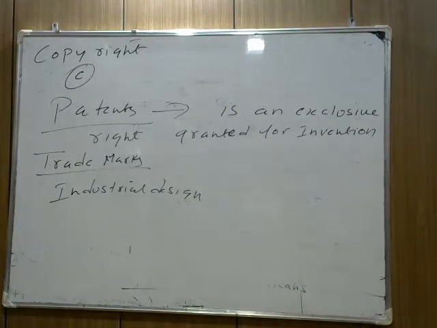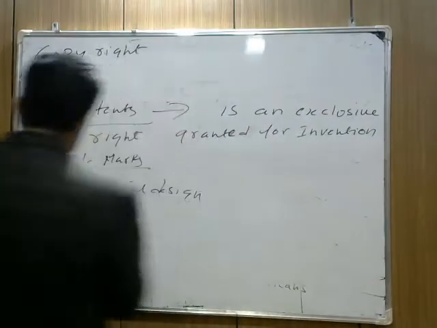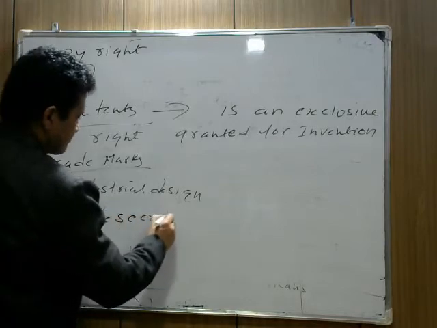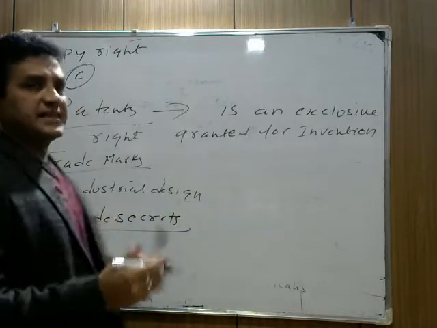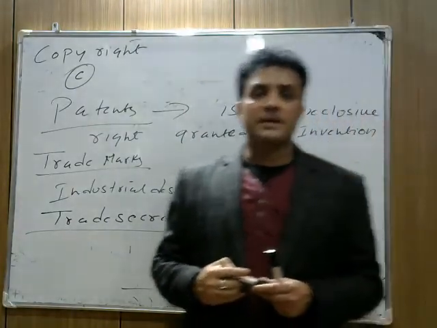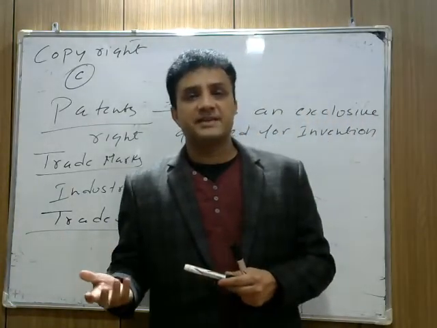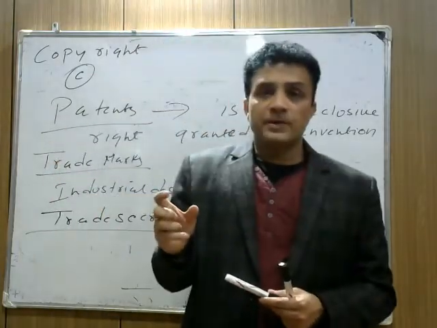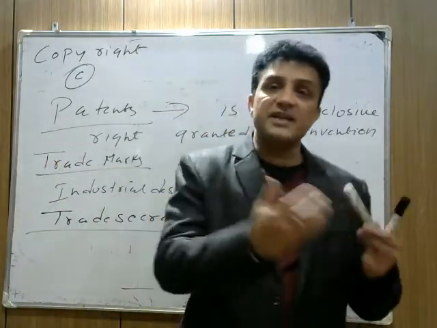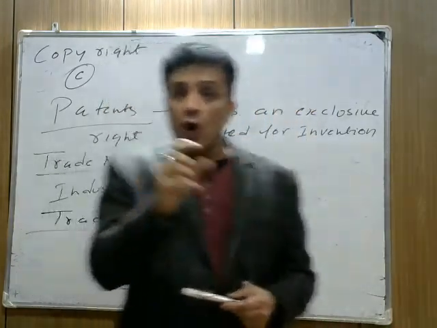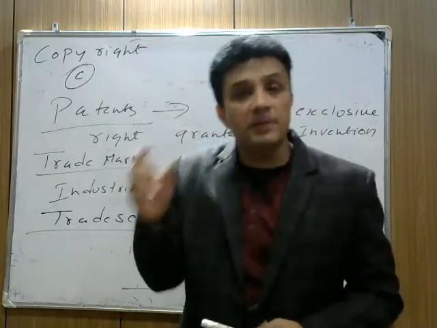Okay, next part comes trade secrets. Apart from industrial design, there are certain trade secrets. Now people ask what are trade secrets? Have you understood the term? The formula of Coca-Cola is an example of a trade secret. If you see the formula for Coca-Cola, this is a trade secret. So what is a trade secret? Trade secrets are the intellectual property right on confidential information.